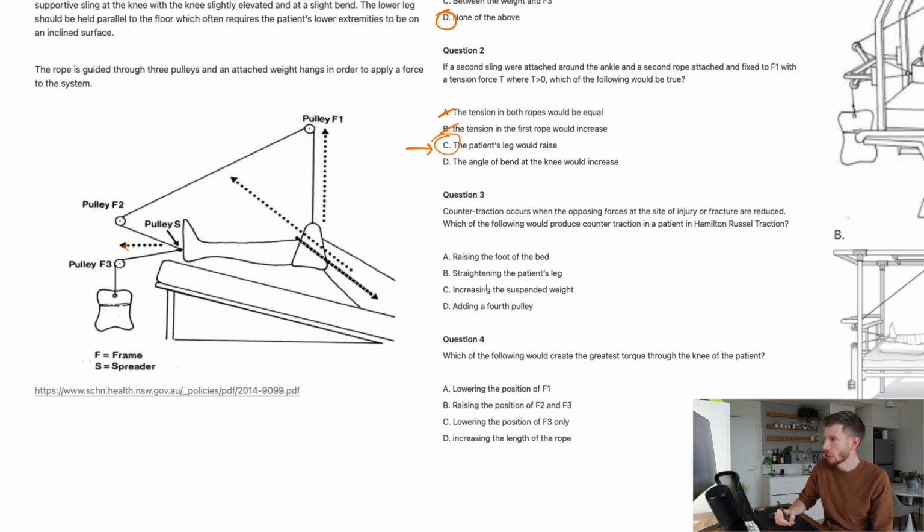The third one, C, says increasing the suspended weight. That would be completely counterintuitive, because if you increase the weight, you increase the tension, and that will just pull harder and increase traction. And then adding a fourth pulley is possible, but it doesn't say where this would be attached, and so therefore we can't make any conclusive statements about it. So therefore raising the foot of the bed has the most evidence going for it.